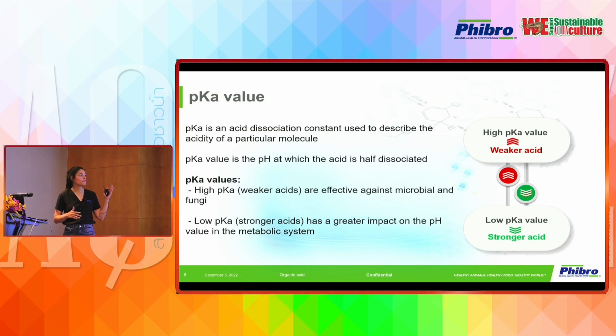And we have a high pKa value and a low pKa value. A high pKa value means that the organic acids are weaker, so they work well against microbes and fungi, and I'm going to elaborate on that in the next few slides. A low pKa acid means that it's a stronger acid, and it has a greater impact on the digestive system. It actually lowers the pH in the digestive and the metabolic system, and we see an improvement of protein digestion. When we look at a blend, it's really effective if you choose organic acids that have a high and a low pKa value, because you gain from both impacts.